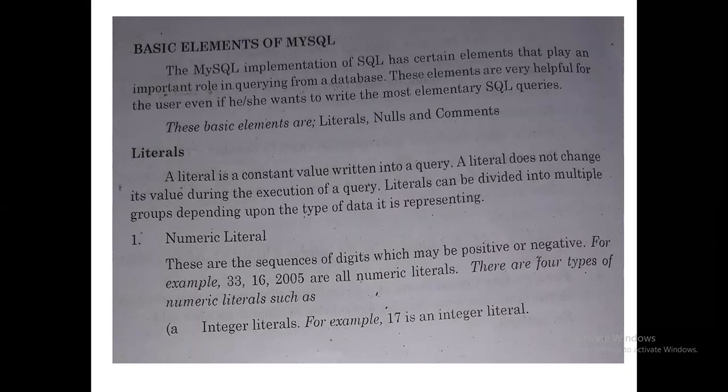First one is literals. What is a literal? A literal is a constant value written into a query. A literal does not change its value during the execution of a query. Literals can be divided into multiple groups depending upon the type of data they represent. First one is numeric literals. These are sequences of digits which may be positive or negative. For example, 33, 16, 2005 are all numeric literals. There are four types of numeric literals, such as integer literals. For example, 17 is an integer literal.